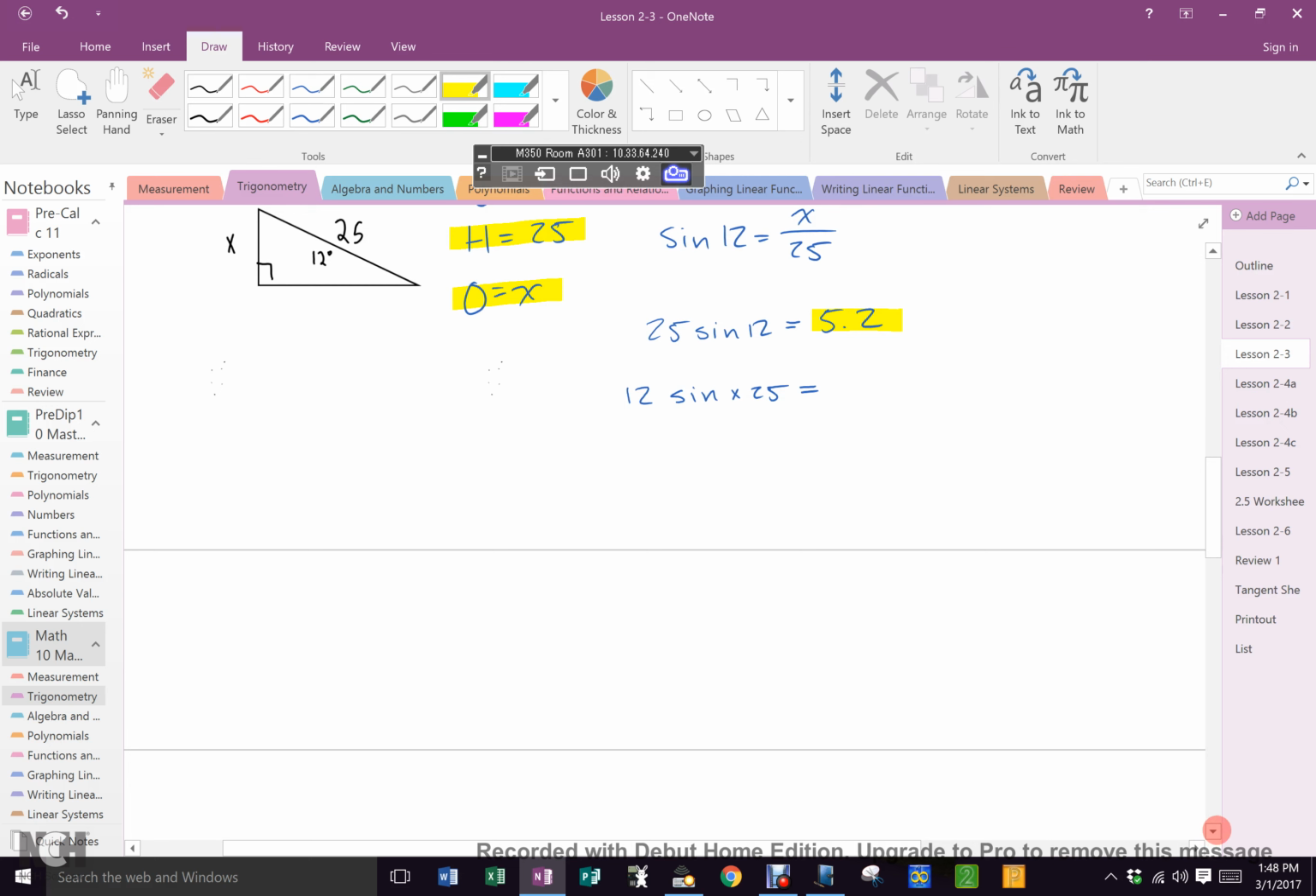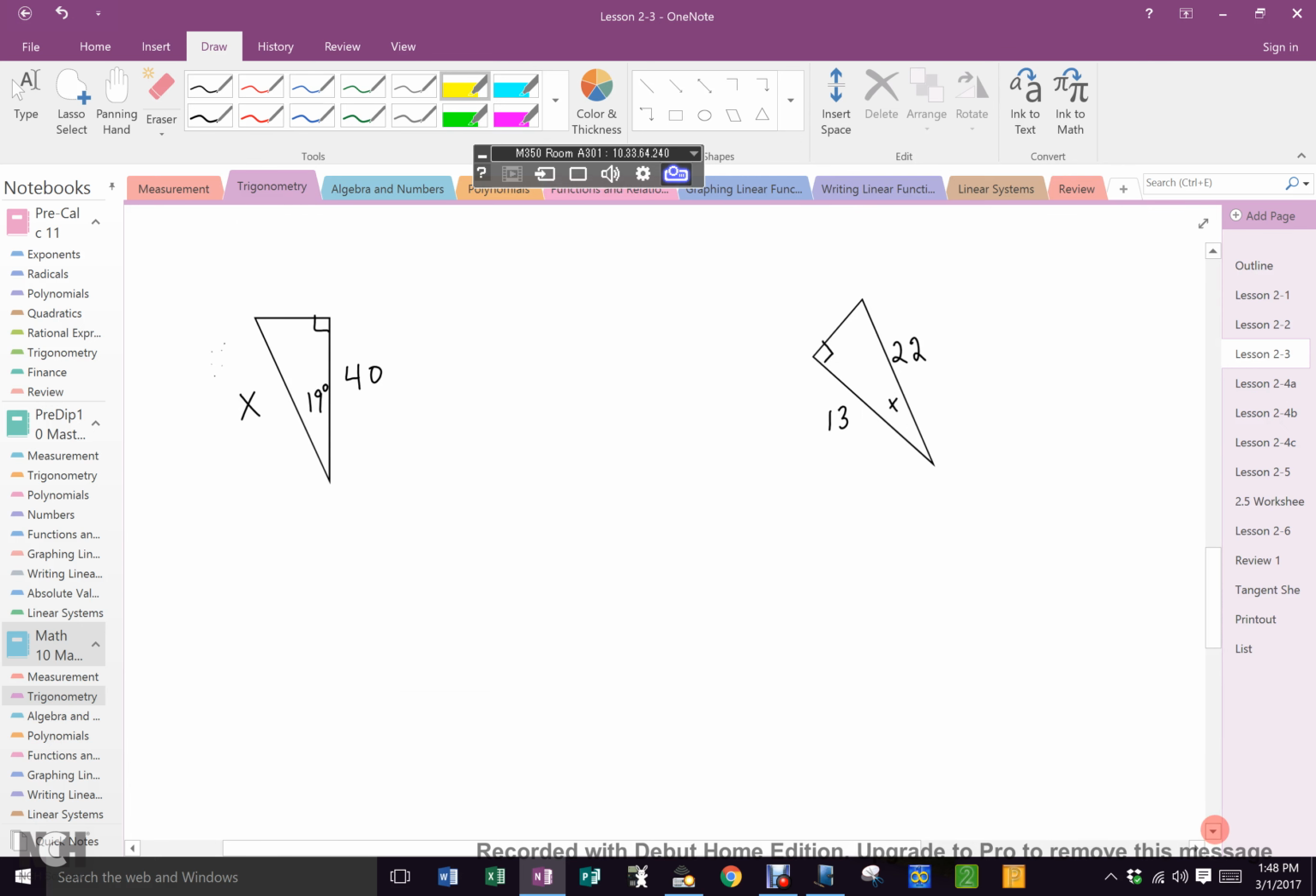So that should be the end of that page, right? You guys have the next three on that page? Okay, so let's look at this first one. Some of you may already have done it. Do the rules change? Of course not. Do I have a theta? What is it? 19. What else do I have? I have an adjacent of 40. How do I know that 40 is adjacent? I see 40 and x. They're both right beside 19.